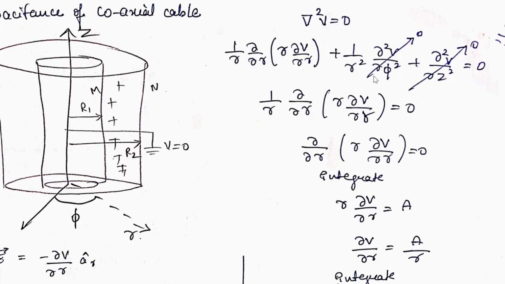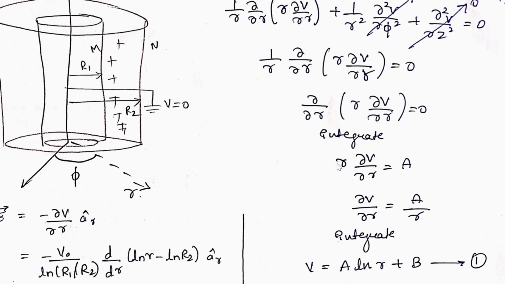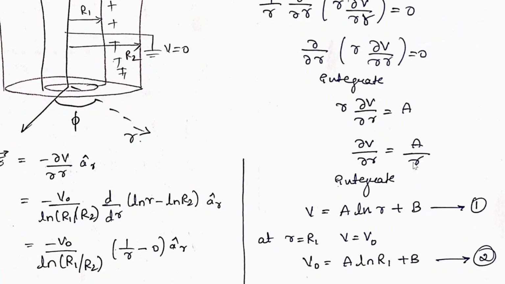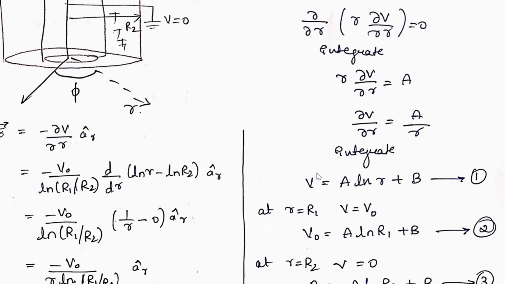From here, for the phi and for the z, the terms become 0. We are having only the 1 by R term. So 1 by R into dou by dou R of R dou V by dou R is 0. Take the R to the RHS, it becomes 0. Now integrate. On integrating, R into dou V by dou R is equal to constant A. So send the R to the right hand side, it goes to the denominator. You have to integrate now. On integrating, what do we get? We get V is equal to A into ln R plus constant B.